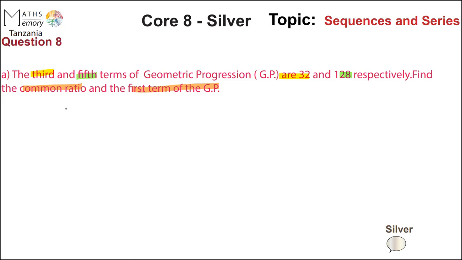So what's the nth term of a geometric sequence? It'll be Gn equals G1 and R to the power of n minus 1. Okay, let's plug in a few things over here. Let's plug in the 3rd term. So the 3rd term is 32.